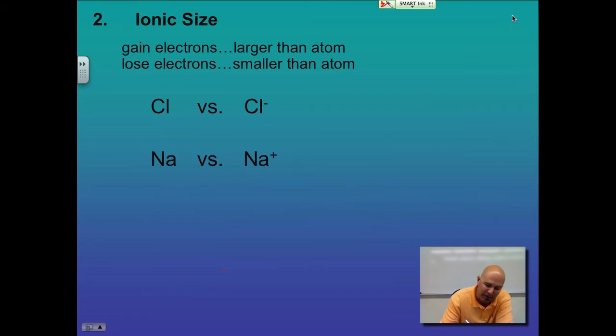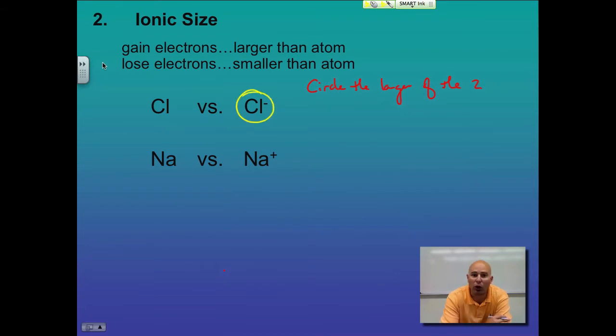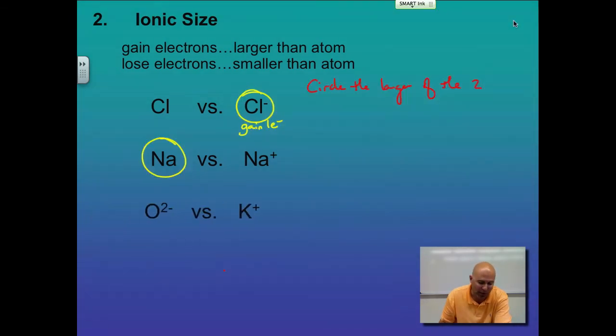So if I were to say circle the larger of the two, then in this case the chlorine ion is larger, because remember, a minus charge means it's gained an electron. So this is larger. And then which one's larger of the two? The sodium atom is larger than the sodium ion. Okay? Now, what happens when you have two different ions, not an ion versus its own atom?